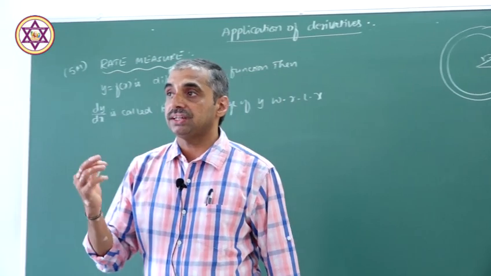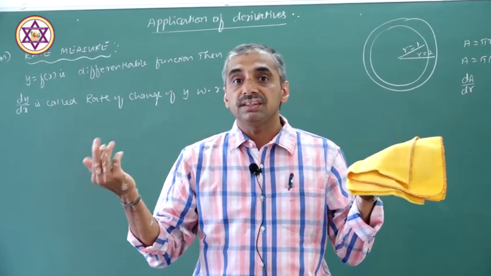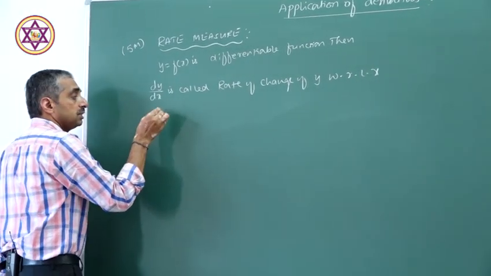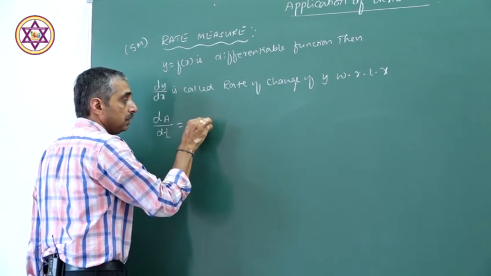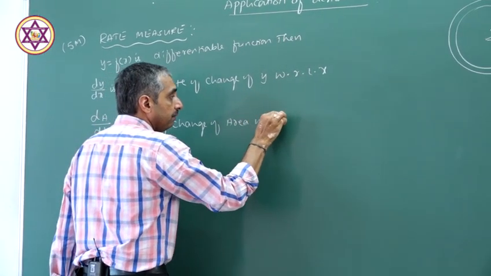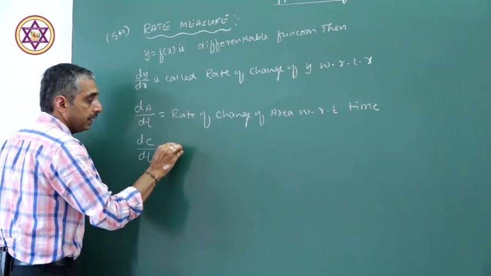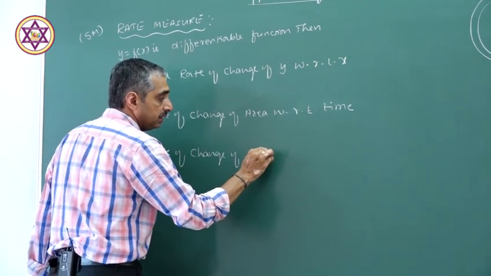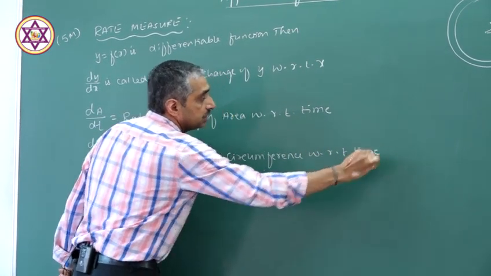And then you have seen pressure and volume. When pressure increases, similarly the volume also changes. Similarly we can write some of the things here. dA by dt means rate of change of area with respect to time. Next, dC by dt is once again rate of change of C, where C means circumference, with respect to time.